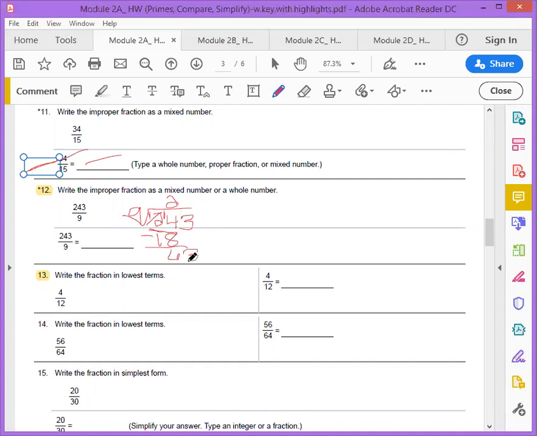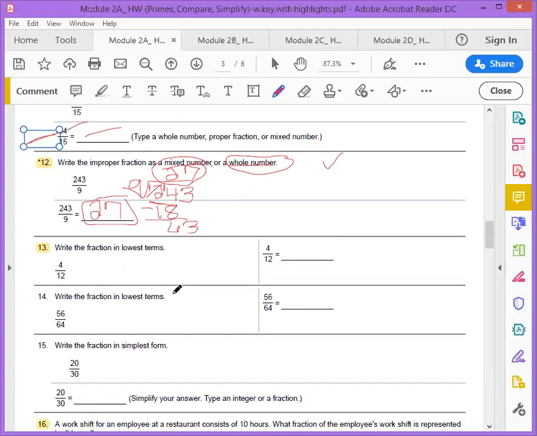And then 14 minus 8 gives us 6. Carry down our 3. Now 9 can be divided into 63. It can be divided evenly 7 times. All right, so here's our answer, 27. That will be an improper fraction as a mixed number or a whole number. In this case, it became a whole number.